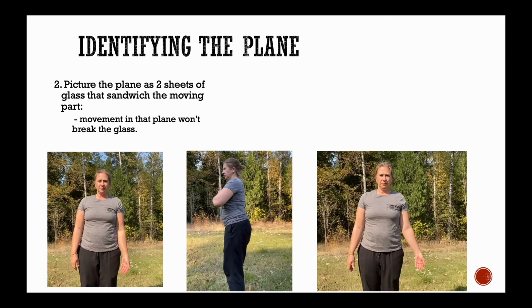Okay, so you can go back and watch that portion of the video again and see if that axis makes sense to you. If it's still not making sense to you, what I want you to do is now visualize it as planes of glass. So picture two planes of glass. They're basically two sheets of glass that are going to sandwich whatever is moving, but the movement will not be breaking the glass. Let me explain it in a visualization way.